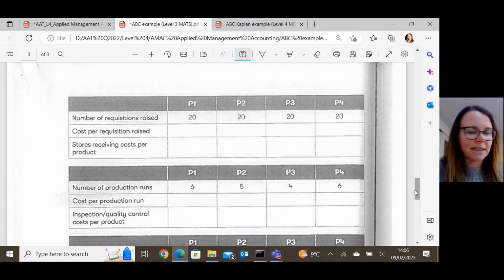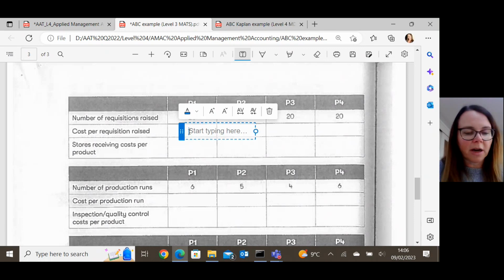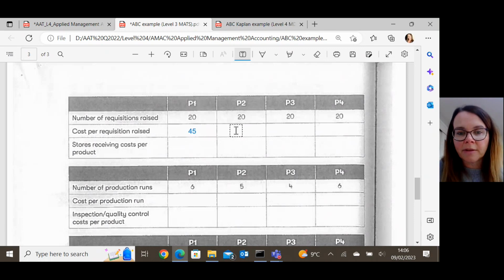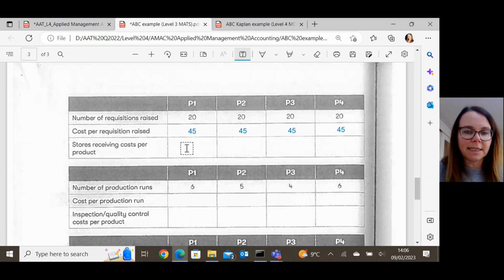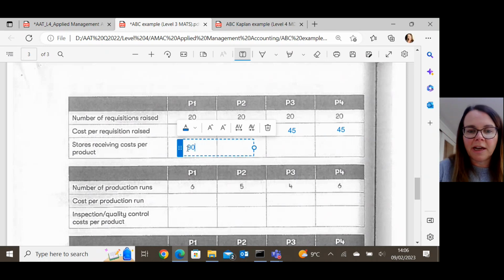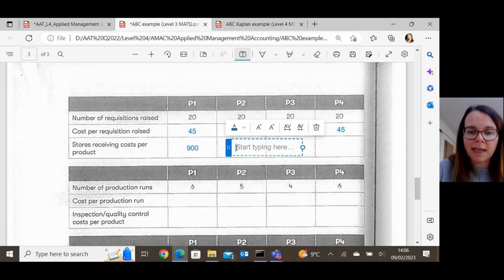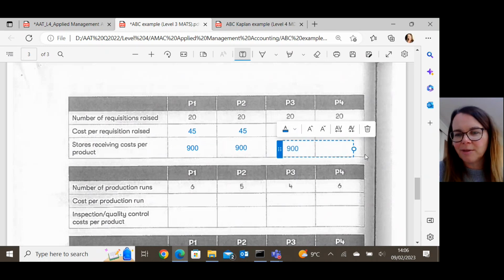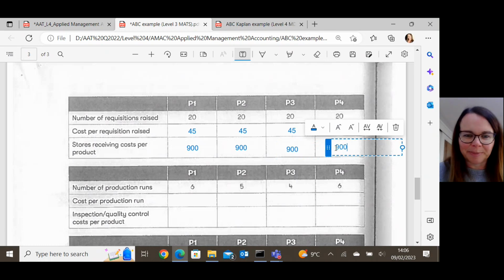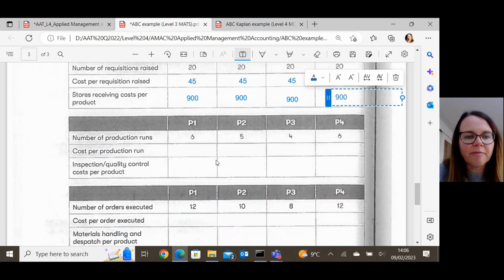So then we come to the next block. So cost per requisition raised. So you're just getting that 45 from your answer to part A. So a little bit unnecessary, that row. But as I said, this is a level 3 one, so it's just feeding us every single bit. And then just multiply it. So 20 times 45. Same again. Same again. This one's boring.